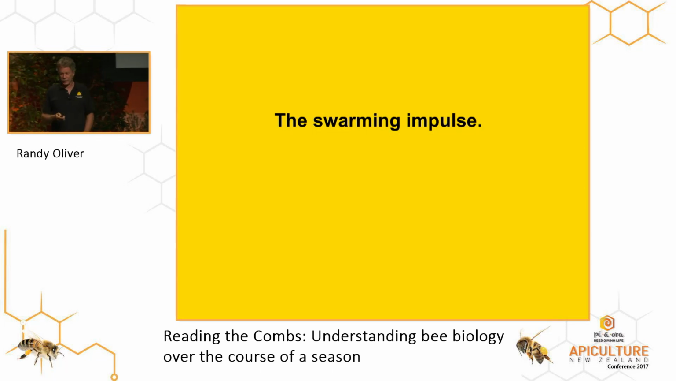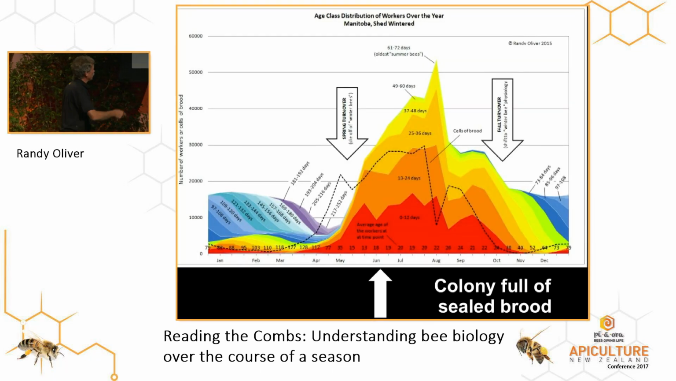Okay, so now they've built up. We now get to the swarming impulse. The swarming impulse typically happens when the tree cavity starts to fill up with bees and comb, and they've just about topped out on the amount of sealed brood in the hive. You can see the amount of sealed brood is just about to the top level.